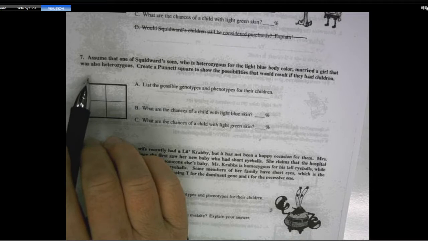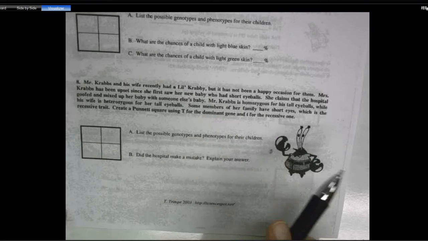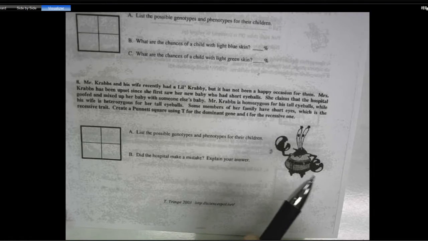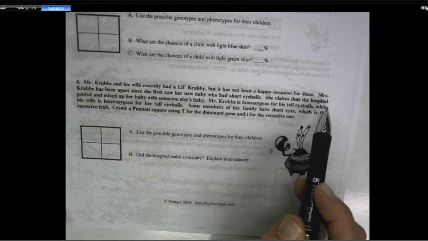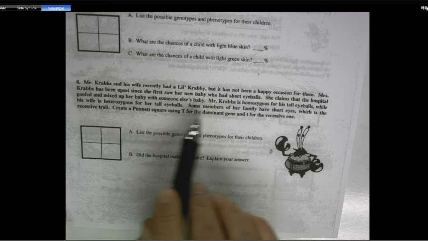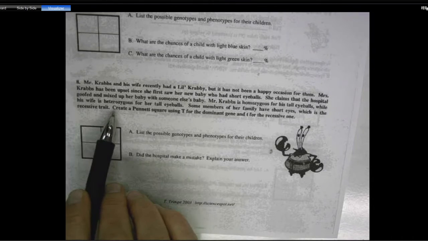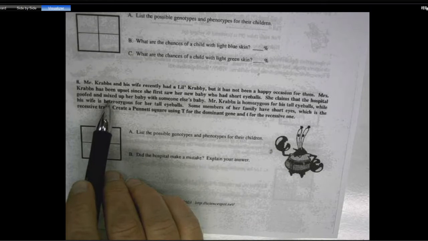Remember, it doesn't matter which parent goes on the top or the side. You just got to make sure you do one parent on the top and one parent on the side. And then we have our last question, where it's going to talk about little Mr. Krabs here having a baby and if it would be a mistake. And in here, I do believe it talks about a purebred. Okay, and it says Mr. Krabs is homozygous for eyeballs, while his wife is heterozygous for his eyeballs. Some members of family have short eyes, which is the recessive trait. Create a Punnett square. So this one gives you the homozygous and heterozygous. Okay, and you want to make sure that you put them right.